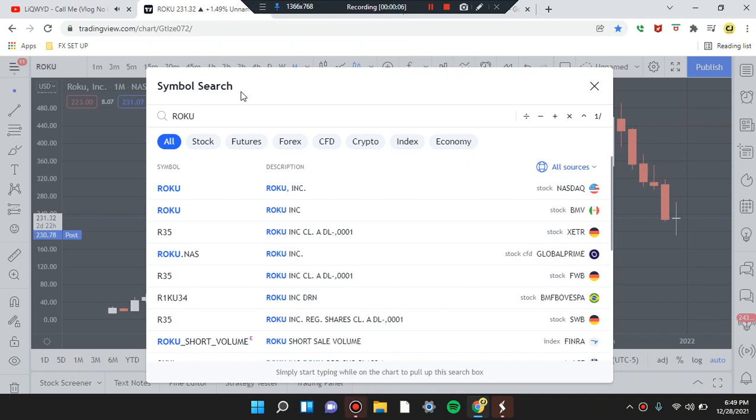We are here with running the levels, looking for market structure and patterns.